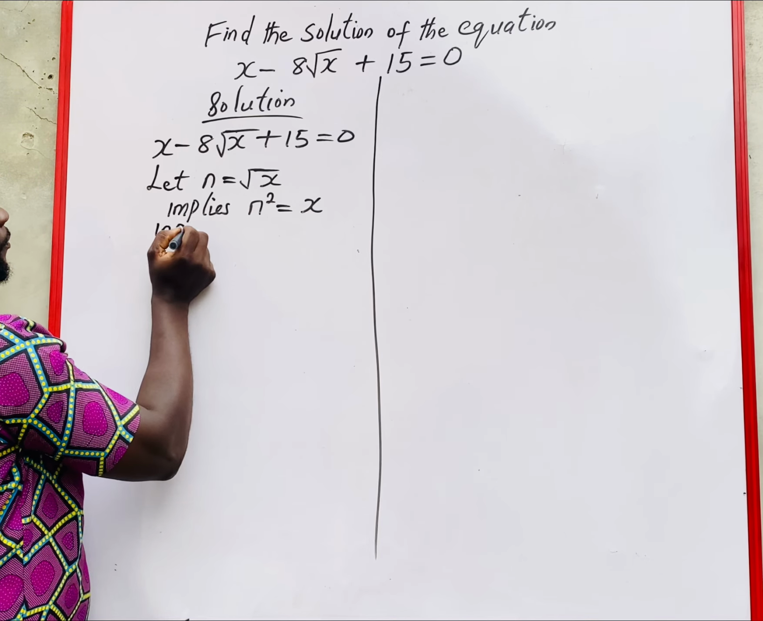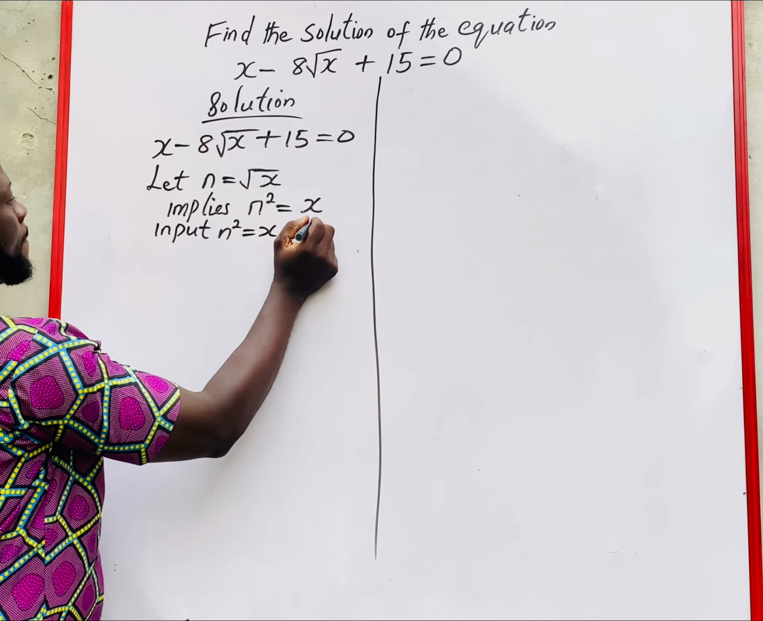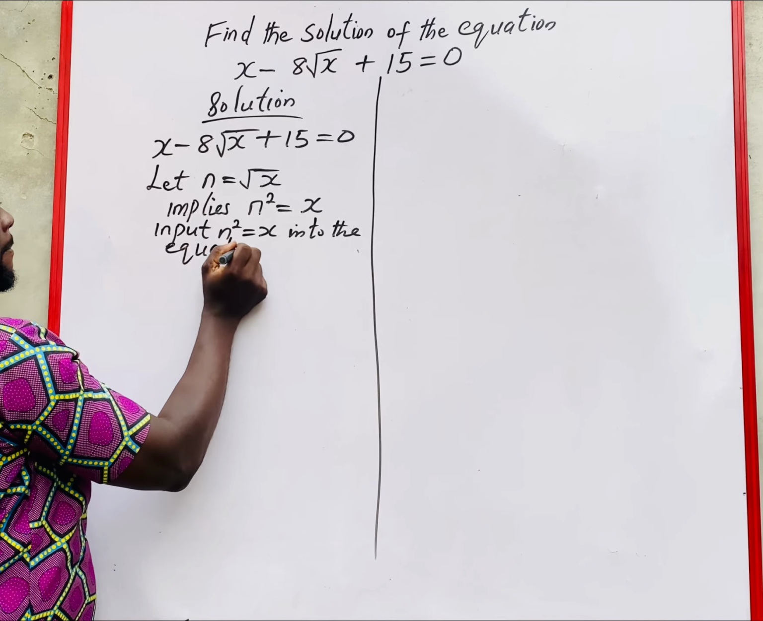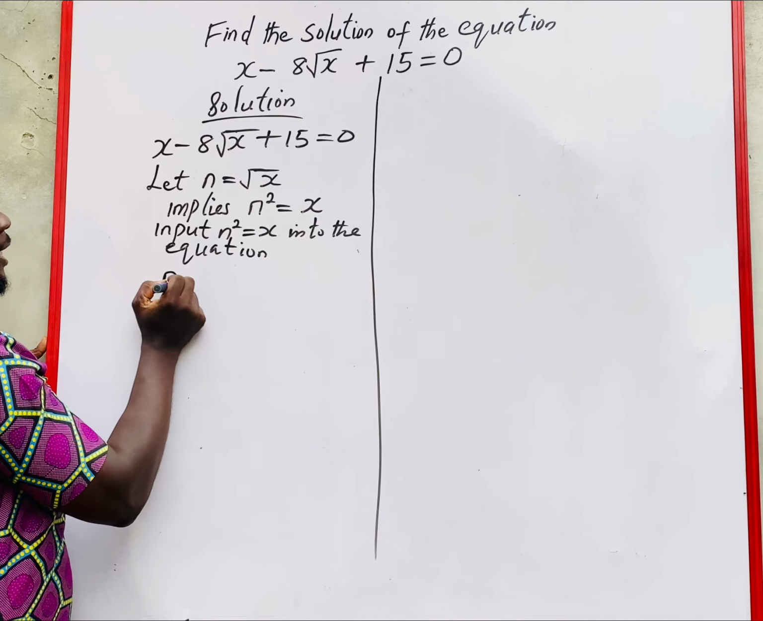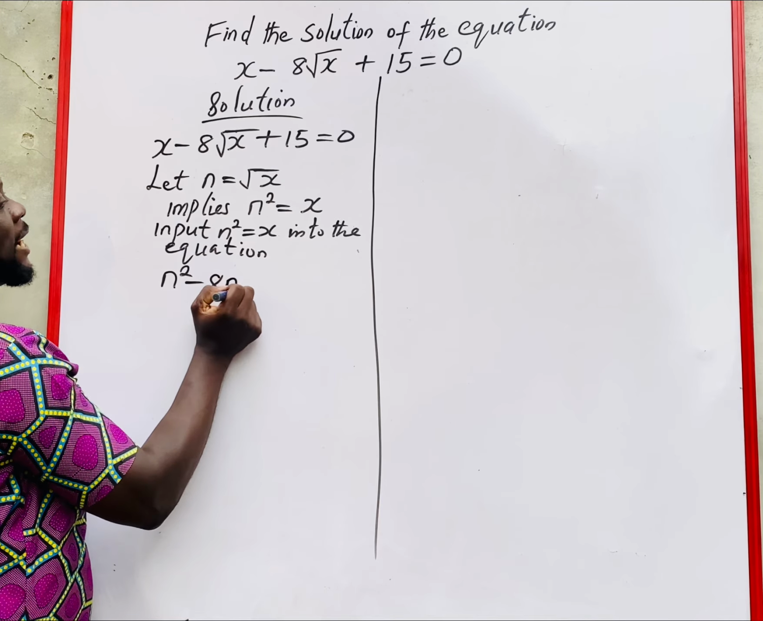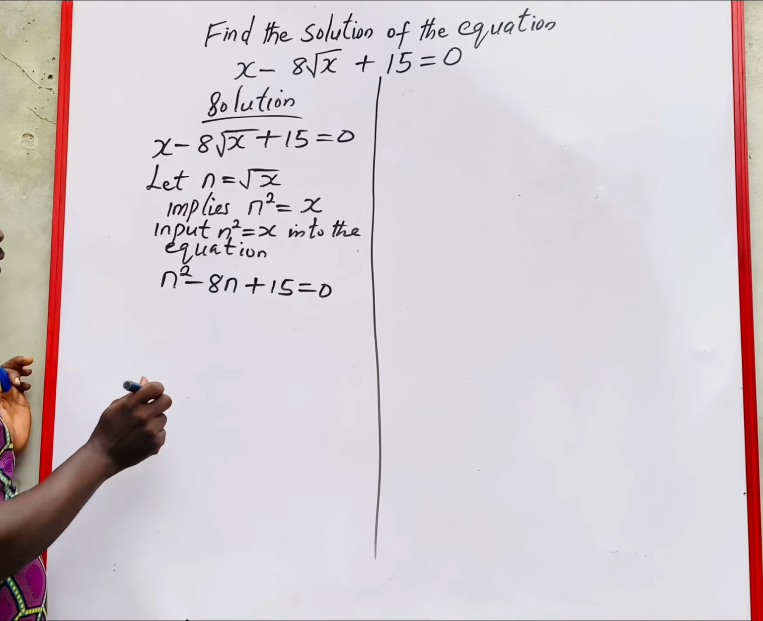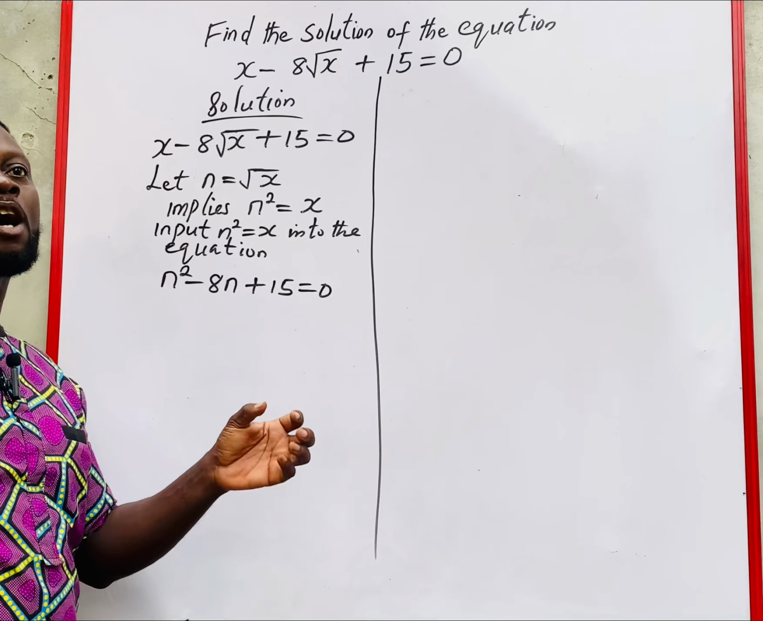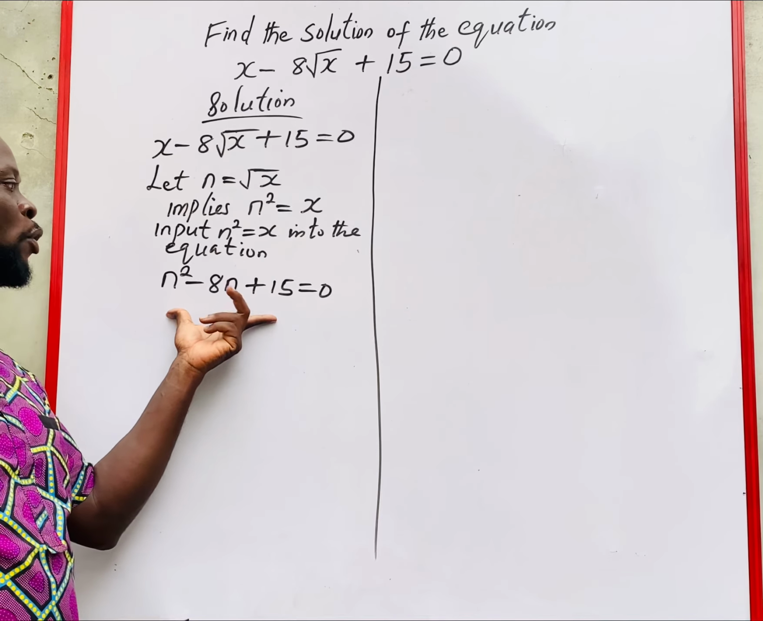Impute n square equal to x into the equation. So quickly, you have where you see x, you put n square minus 8. Where you see root x, you put n. And where 15 remains here, equal to 0. So we have formed a quadratic equation without radicals. Okay? Because there's a radical here. So we have formed an equation where there's no radical.